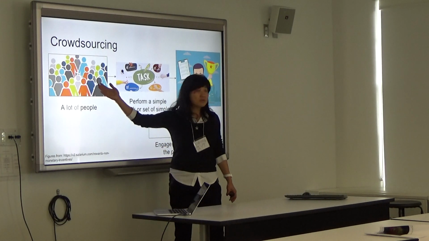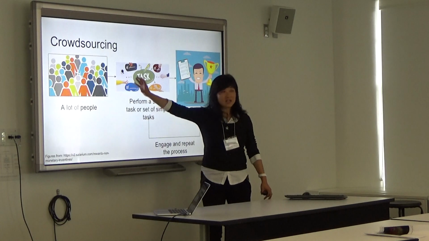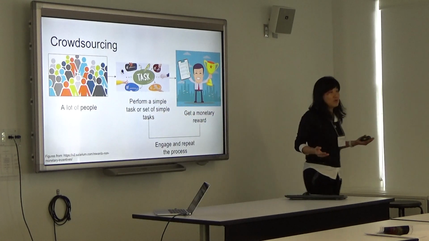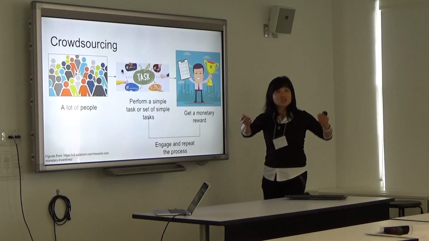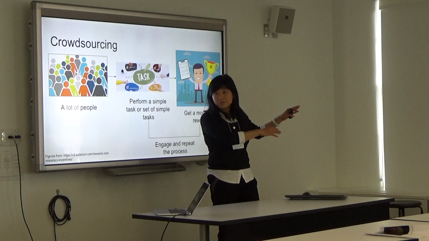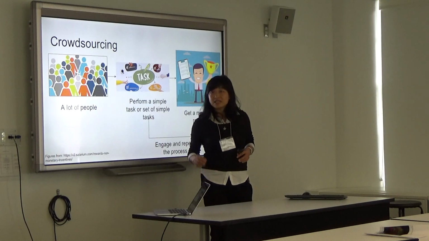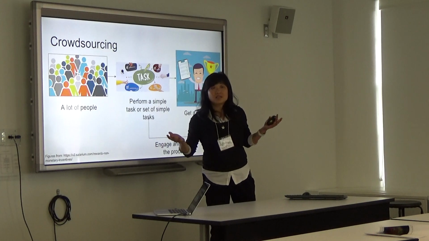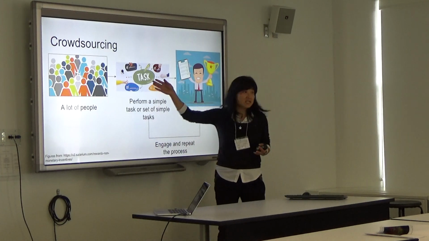basically you will use a lot of people. So you have a lot of people here, you have this task. For example, you want to annotate, I take a picture of this room, and then I let people on the street, okay, I give you 1 cent, just circle the human head in this picture, right? So that's a very simple task.